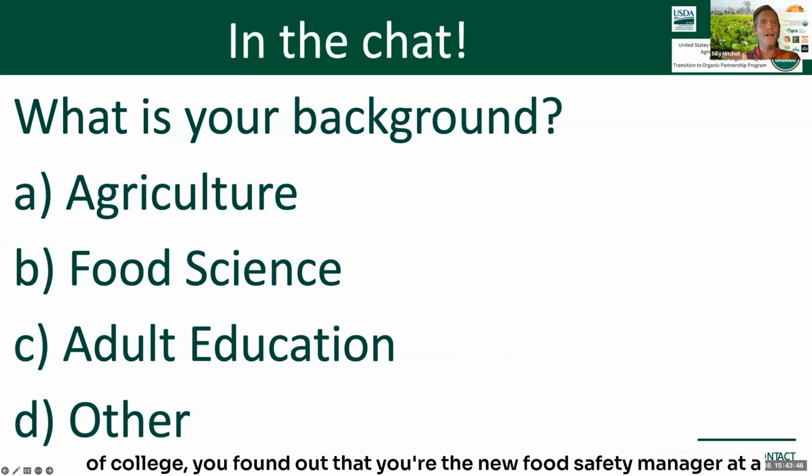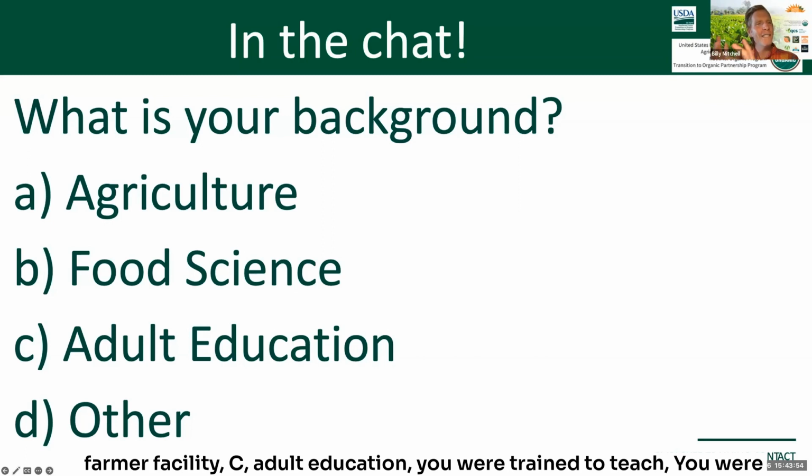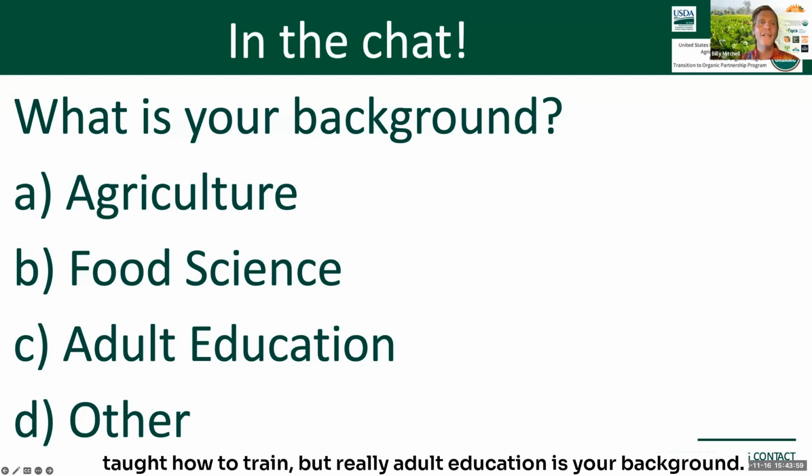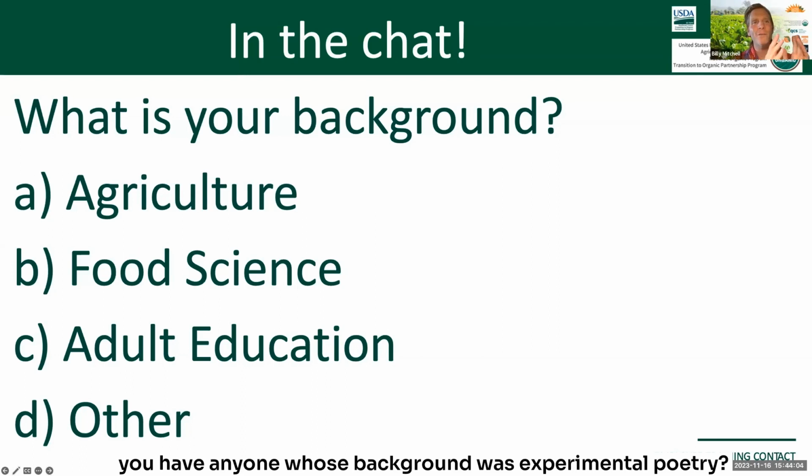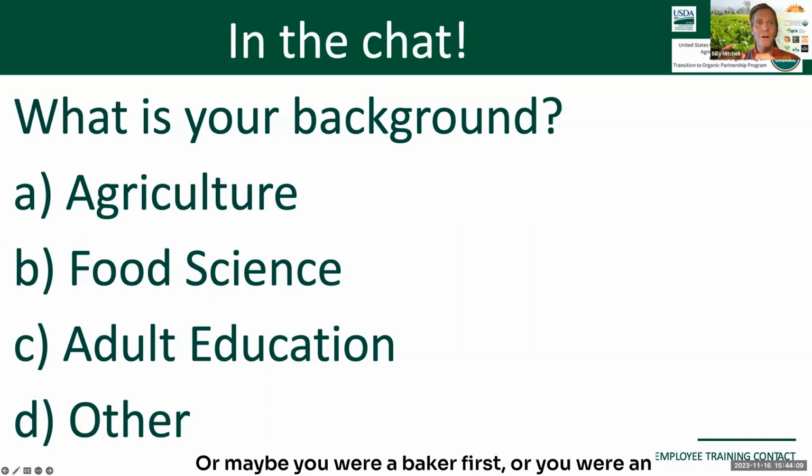C, adult education. You were trained to teach. You were taught how to train, but really adult education is your background. And then one of my favorites is other. I think we'd love to know, do you have anyone whose background was experimental poetry? Or maybe you were a baker first, or you were an underwater welder, just whatever your background was before you got into produce safety and food safety.